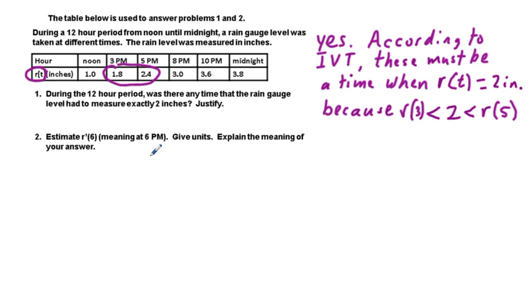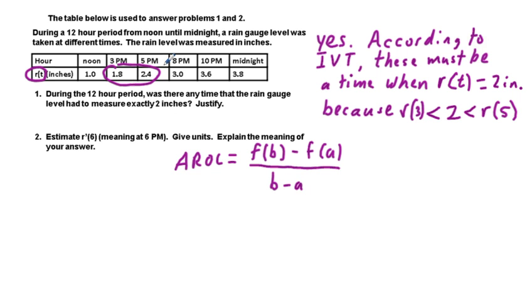Next, estimate R prime of 6, meaning 6 p.m. Give unit, explain the meaning of your answer. Well, this is a concept of using average rate of change to estimate instantaneous rate of change, essentially. And what that formula is, that we've talked about, is f of b minus f of a over b minus a. And then we can say, okay, 6 p.m. is going to be between 5 and 8. So we're going to call this 5 p.m. A, and this 8 p.m. B.